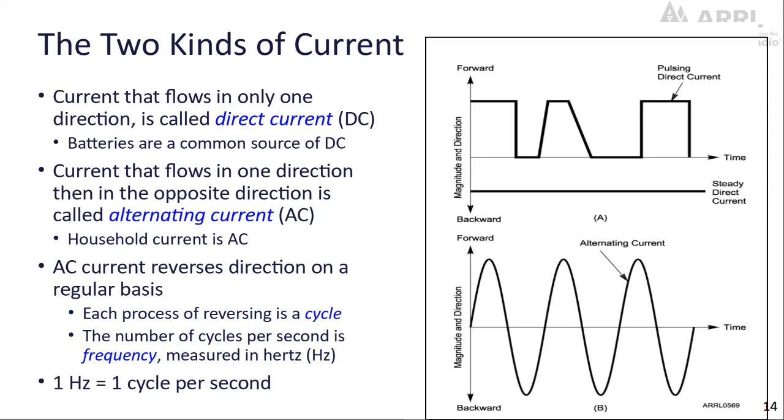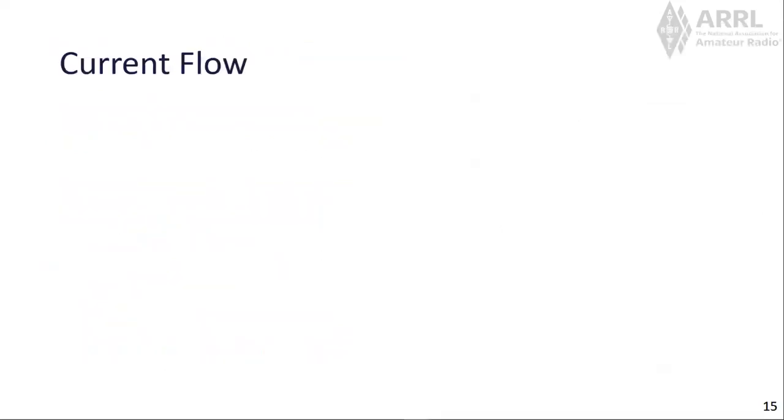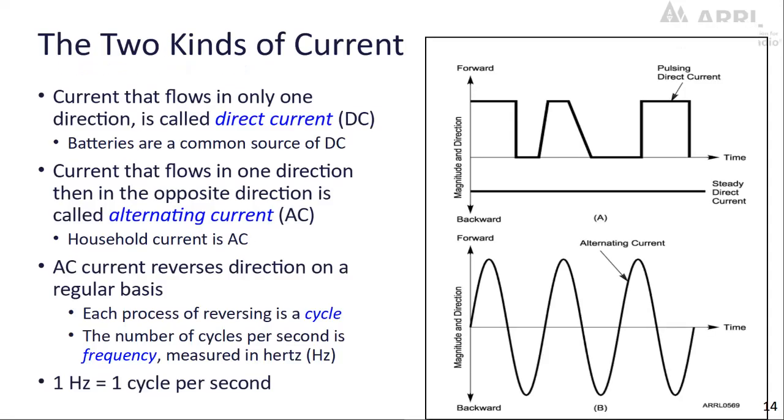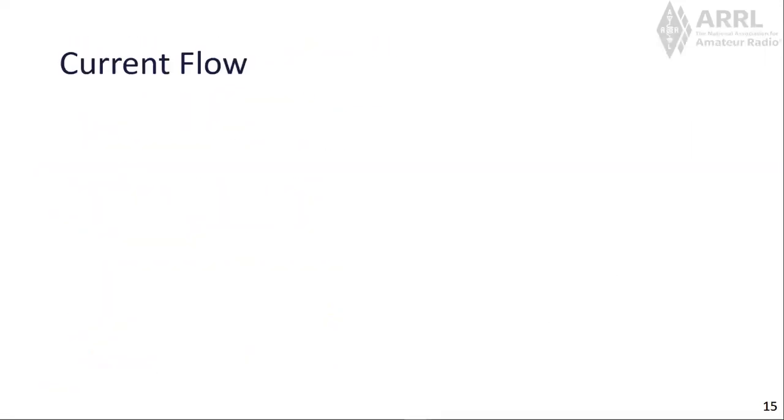So the upper one, DC, you can have it flowing, decreasing, stopping, but it doesn't reverse. It's flowing again. That's, in that particular case, pulsating DC. The lower one actually reverses. That makes it AC. All right. Next slide. Current flow.